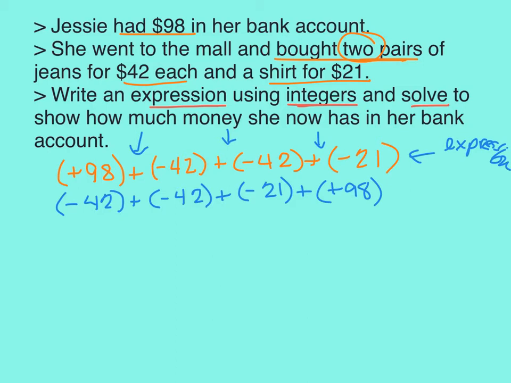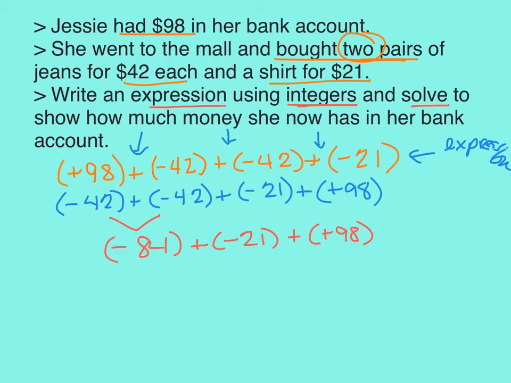Okay, so now if I go in order from left to right, which again, I don't have to do because they're all addition, but I think I've made my life a little bit easier here because I've got negative 42 plus negative 42. I know when the signs are the same, I'm just adding, like I'm taking another $42 away. So 42 plus 42, well 40 plus 40 is 80, 2 plus 2 is 4, so that's negative 84, plus negative 21, plus positive 98.